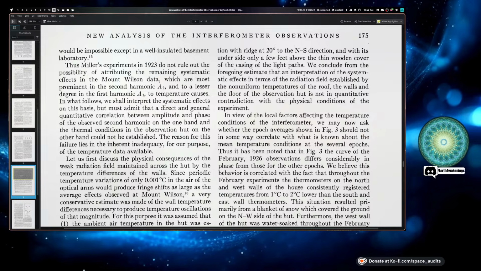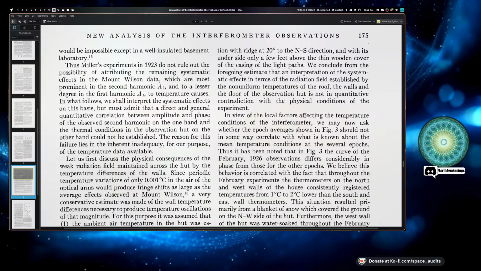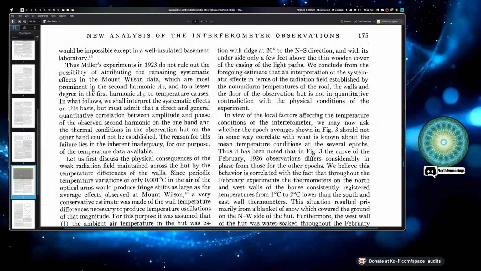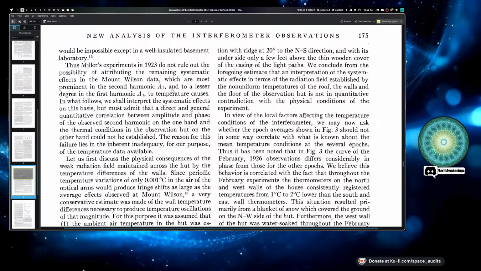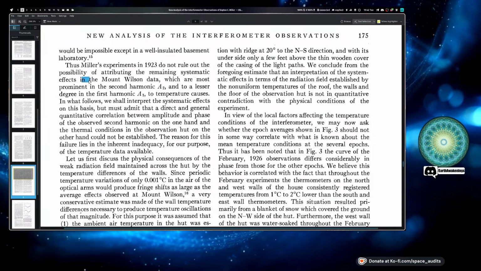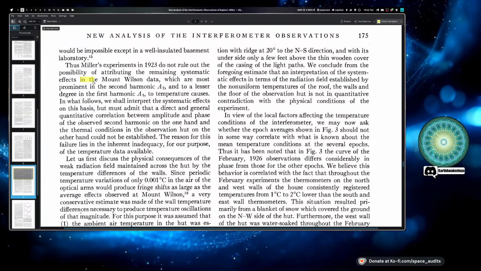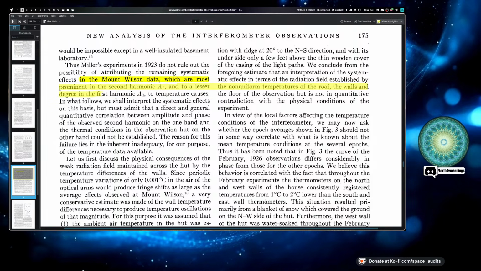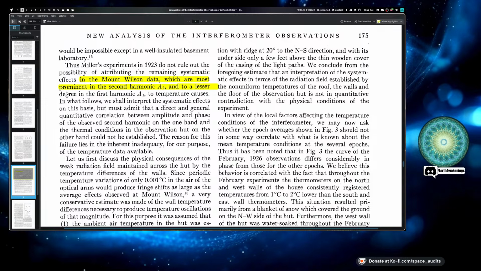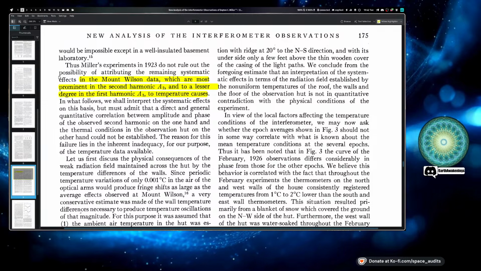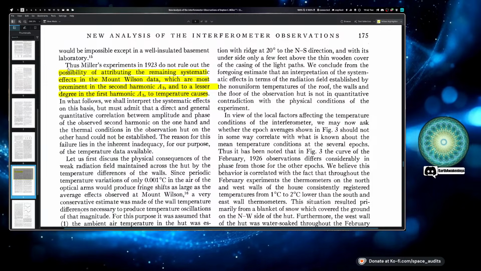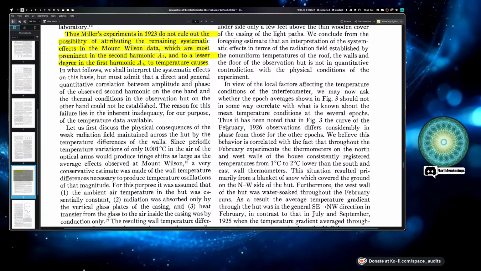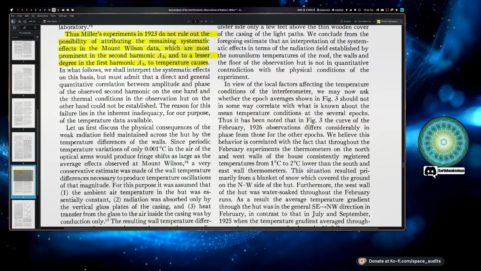In what follows, we shall interpret the systematic effects on this basis, but must admit that a direct and general quantitative correlation between amplitude and phase of the observed second harmonic on the one hand and the thermal conditions in the observation hut on the other hand could not be established. The reason for this failure lies in the inherent inadequacy for our purpose of the temperature data available. And again, we're going to look at the temperature data that they put on the 1923 page that he cherry-picked and only showed us one run of 20 in a sec.